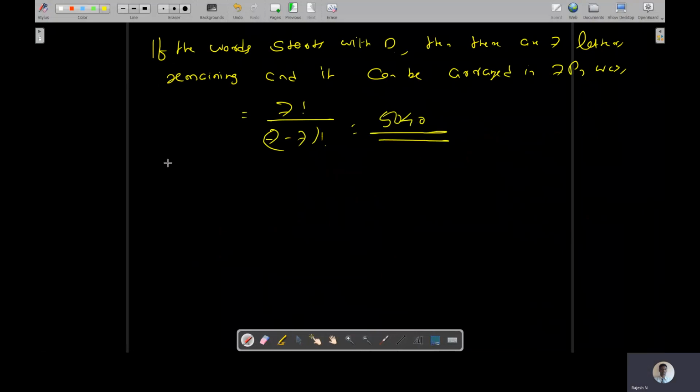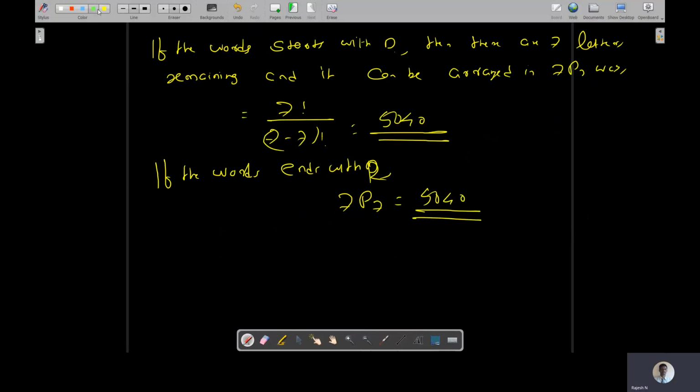Now, if the words end with R, then it is the same as the previous case. There are remaining 7 letters, and 7 letters can be arranged in how many ways? 7P7. 7P7 is what? 5,040.